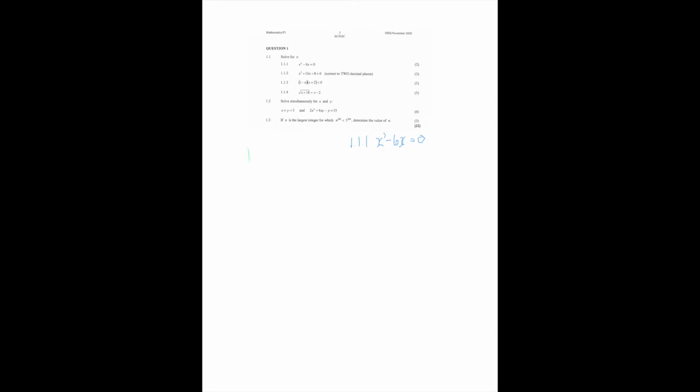The first way is using factorization, where we factorize, and the second method is where we use the quadratic formula, which is given by x is equal to minus b plus or minus the square root of b squared minus 4ac, all over 2a.